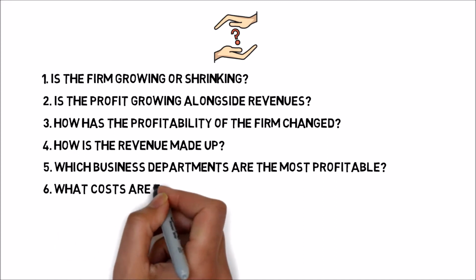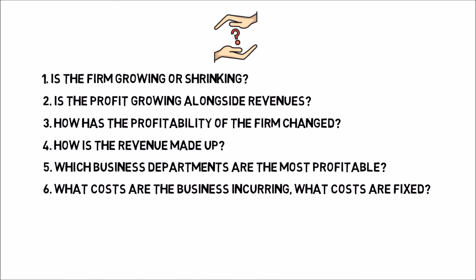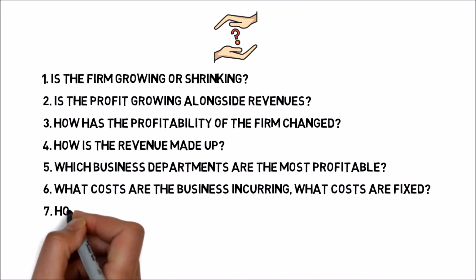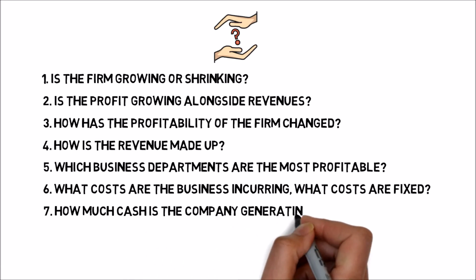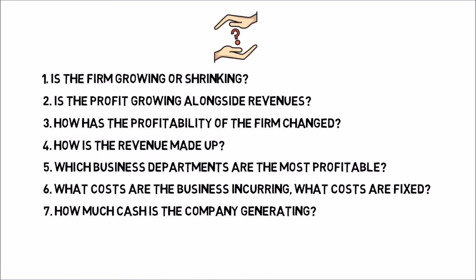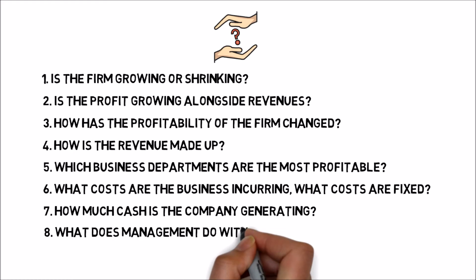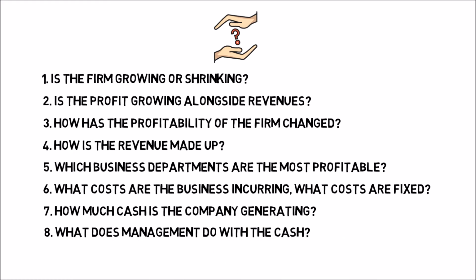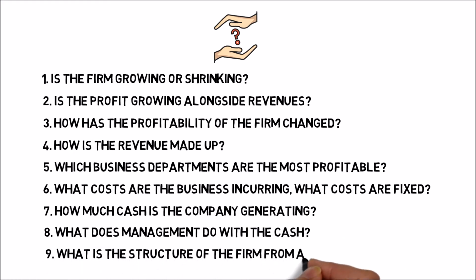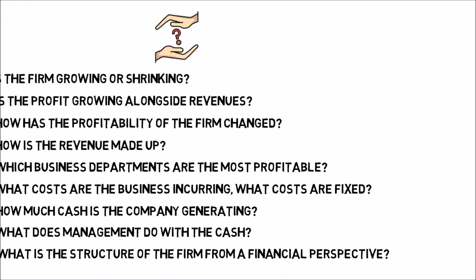6. What costs is the business incurring? What costs are fixed? 7. How much cash is the company generating? 8. What does management do with the cash? 9. What is the structure of the firm from a financial perspective?